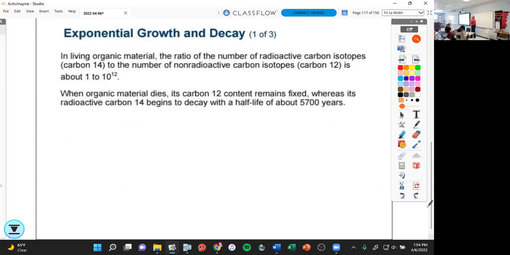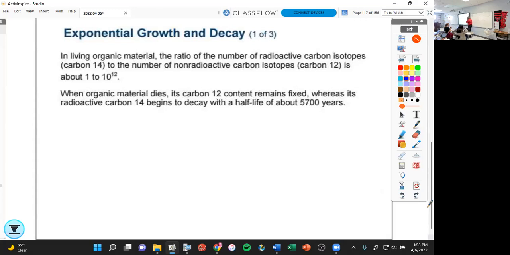In living organic material, the ratio of the number of radioactive carbon isotopes, carbon-14, to the number of non-radioactive is about 1 to 10 to the 12th. When organic material dies, carbon-12 remains the same, but carbon-14 begins to decay with a half-life of 5,700 years. What's half-life mean? I've got a certain amount of carbon-14. How long is it going to take for half of it to go away? 5,700 years. That's what half-life means.